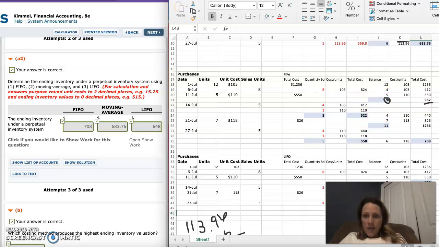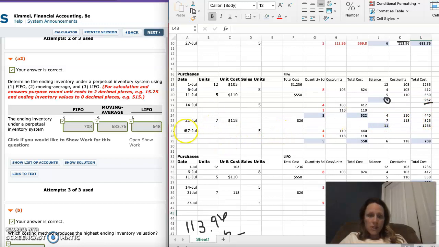So then we'll subtract 5 from the 9 that we had originally. So now we have 4 units left over, and those 4 units are what's left over from the 5 at 110. So at the unit price of 110, we get 440.